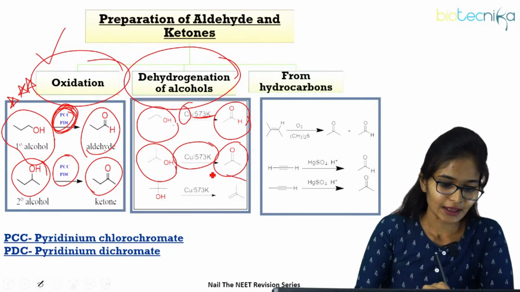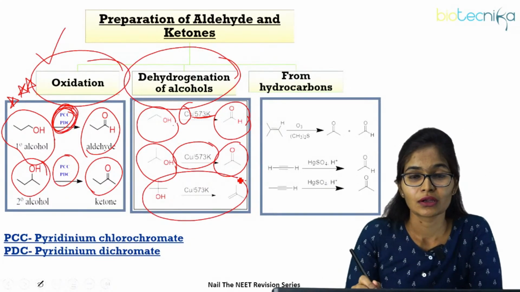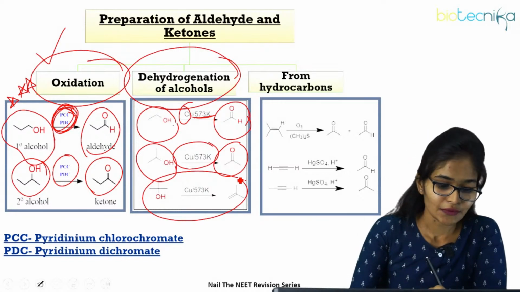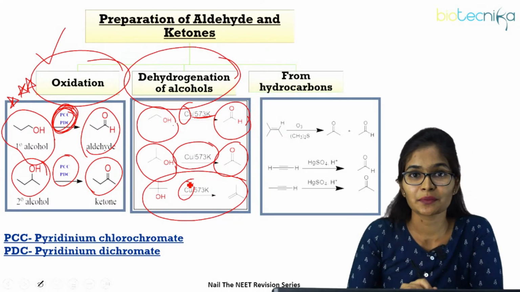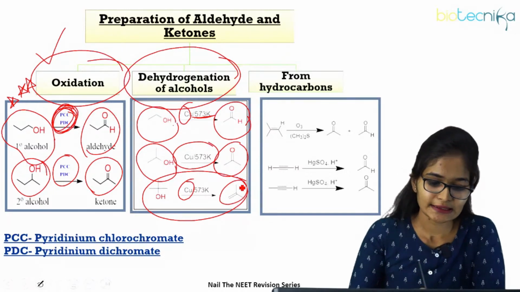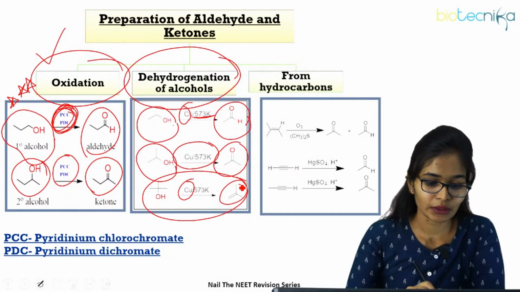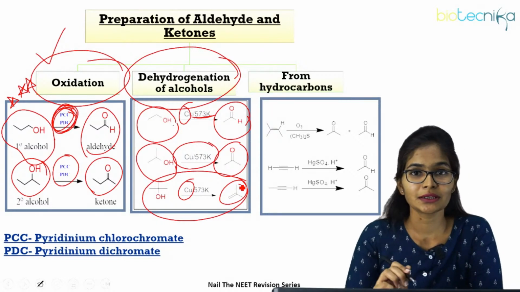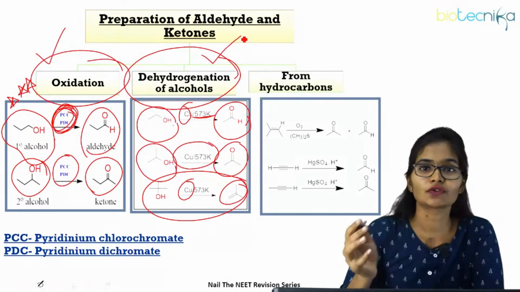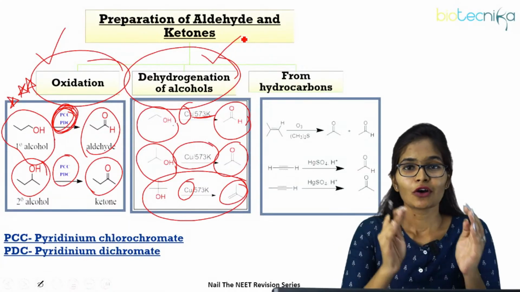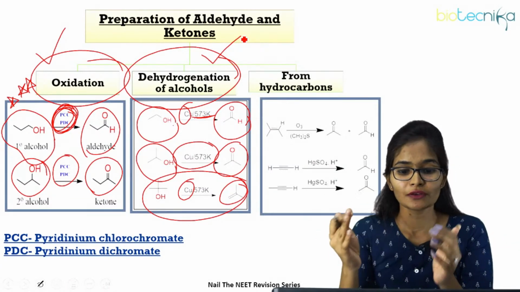And the last case is what happens if we consider tertiary alcohol. Whenever you consider tertiary alcohol in the presence of copper at 573 Kelvin, you will simply get a hydrocarbon, that is, alkenes. So this is dehydrogenation of alcohols. We have completed oxidation and dehydrogenation of alcohols. Now we'll move on.